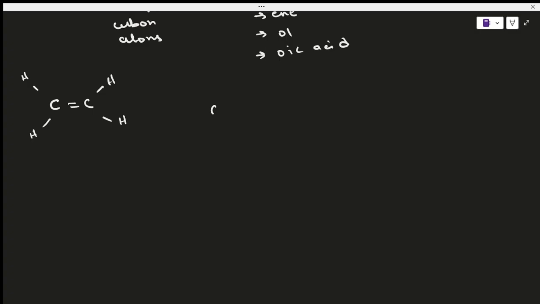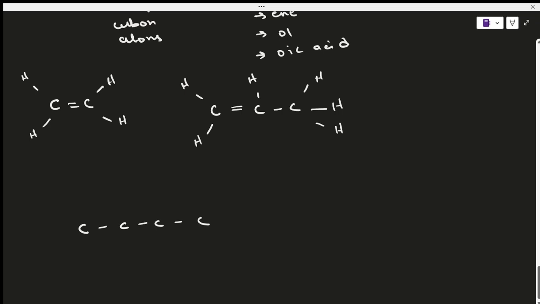Let me draw a few more. So something like this, double bond here. This is 1, 2, 3, and 4, and this is 1, 2, 3, and 4, and this is 1, 2, 3, and 4, and 1 H here as well. Let me draw one more. Let me draw one hydrogen here, one hydrogen here, and so on, one hydrogen on each carbon position.